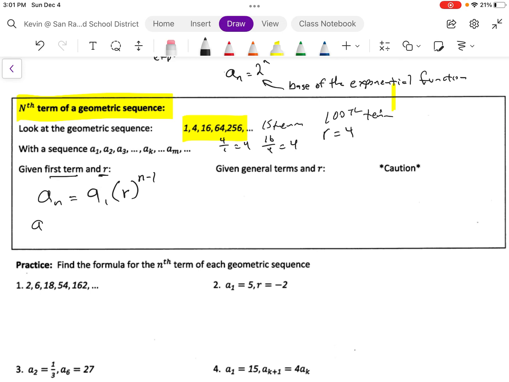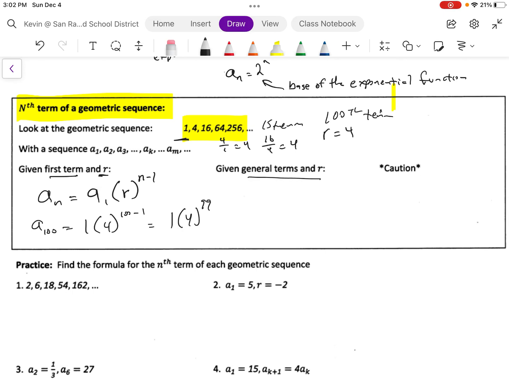So for example, if I wanted to find the 100th term of this ratio up here, the first term is 1 times our r, which we said was 4, to the 100th minus 1. So 1 times 4 to the 99th power. And I don't have my calculator with me, so I have no idea what that is. But you have that idea.